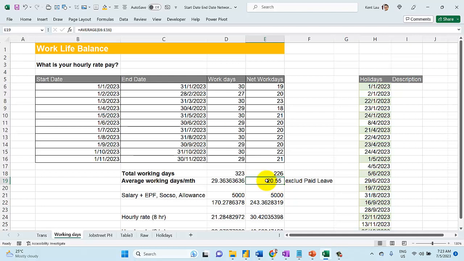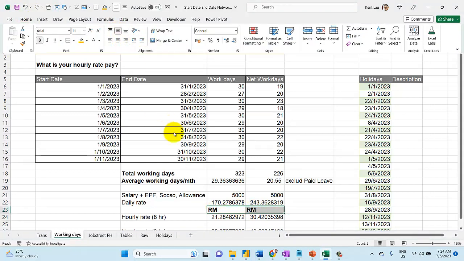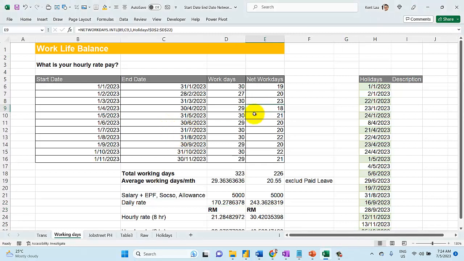So you work 20 days, and suppose that you are paid the base salary plus all the EPF and those. Then this is the daily rate, and you are asked to work 8 hours excluding your rest time. So that means hourly you are paid 21 ringgit, or 30 ringgit, and so on. So now that is how we can calculate your rate.